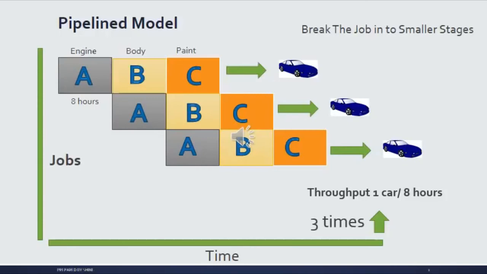After the second car, Team A moves to the third car. At this stage, at the same time, 3 cars are being produced. Here throughput is 1 car per 8 hours. After this stage, 1 car will be on the road every 8 hours.